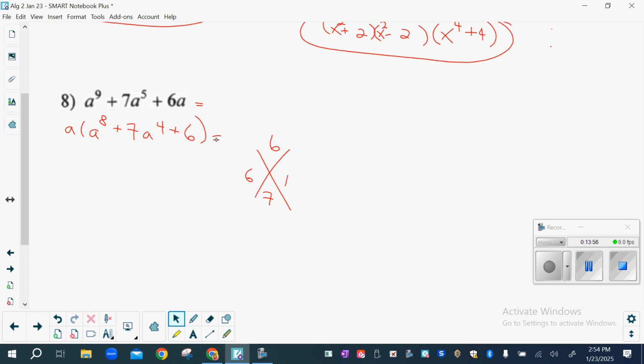So this is going to give us A times, go ahead, this group here, tell me what you get for the next two factors. A to the 4th plus 6, and A to the 4th plus 1. And we're done. Okay.